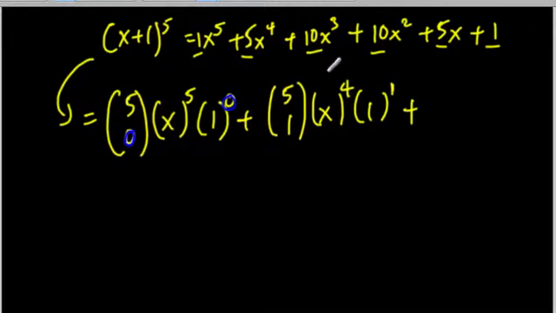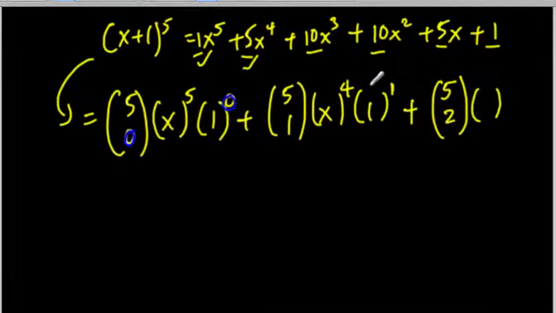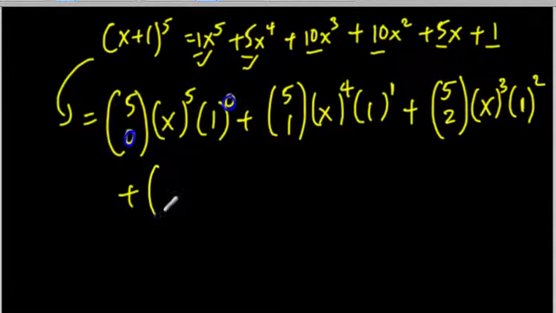So let's try the next one. We're done with this, let's do this one. So 0, 1, 2, this should be 5 choose 2, right? And the power is decreasing, so this should be x to the power of 3. And this term is now 1 to the power of 2. And once again, if you observe, this term and that term are exactly the same. Now we're done with this, let's go to the next term.